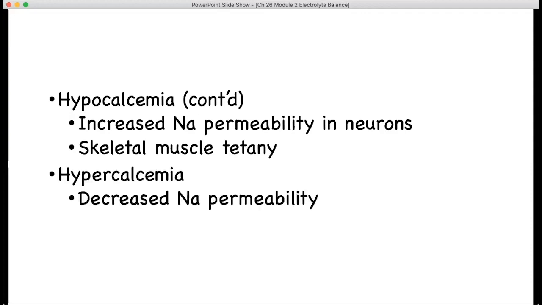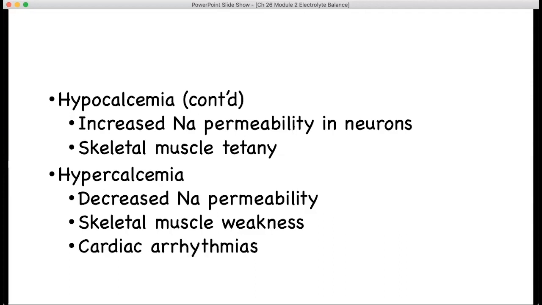Hypercalcemia will do just the opposite. By decreasing sodium permeability in the neurons, it will take longer to reach threshold. And this will lead to skeletal muscle weakness as well as cardiac arrhythmias.